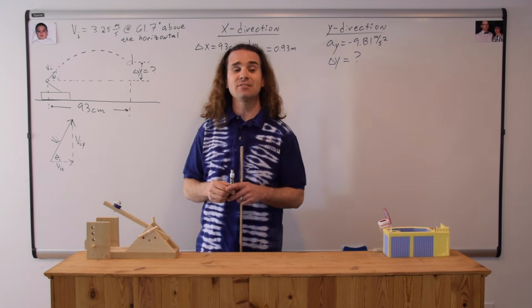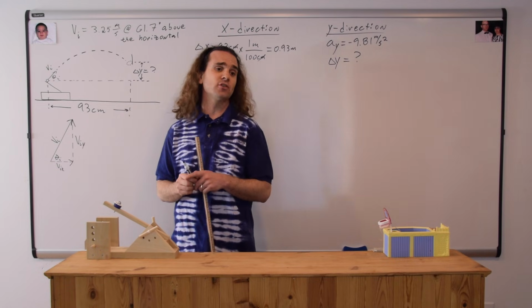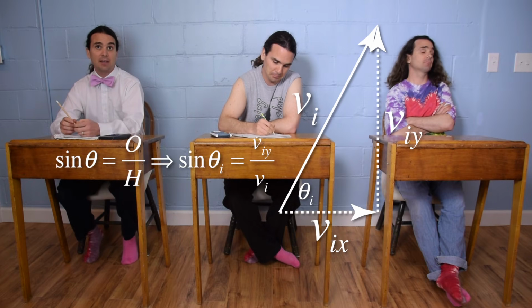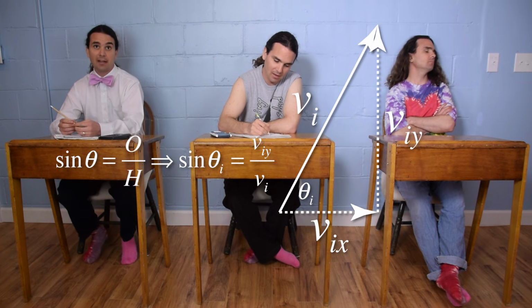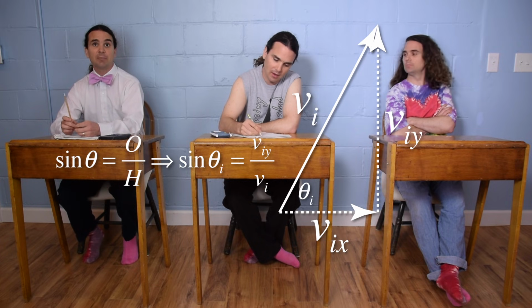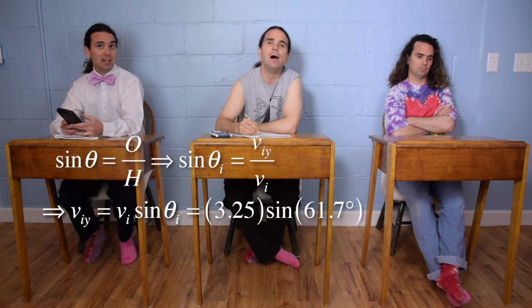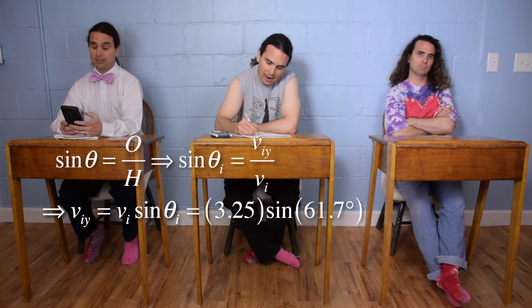And Billy, could you please find either component of the initial velocity? We know sine theta equals opposite over hypotenuse, and opposite theta initial is the velocity initial in the y direction, and the hypotenuse is the initial velocity. Multiply the whole equation by the initial velocity, and you get the initial velocity in the y direction equals the velocity initial times the sine of the initial angle. We have all those numbers, so it is 3.25 times the sine of 61.7 degrees.